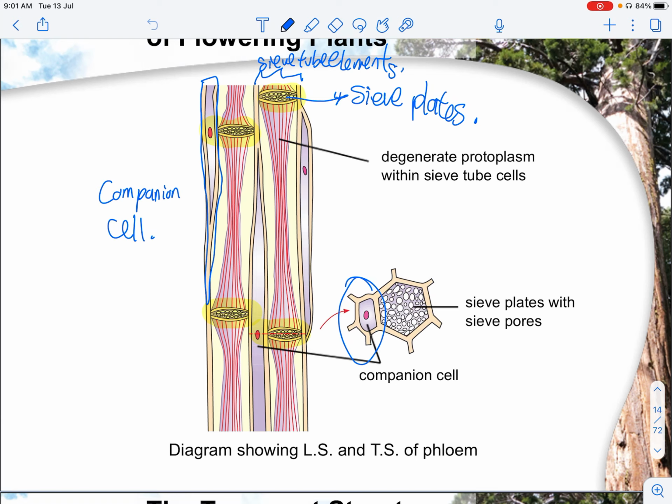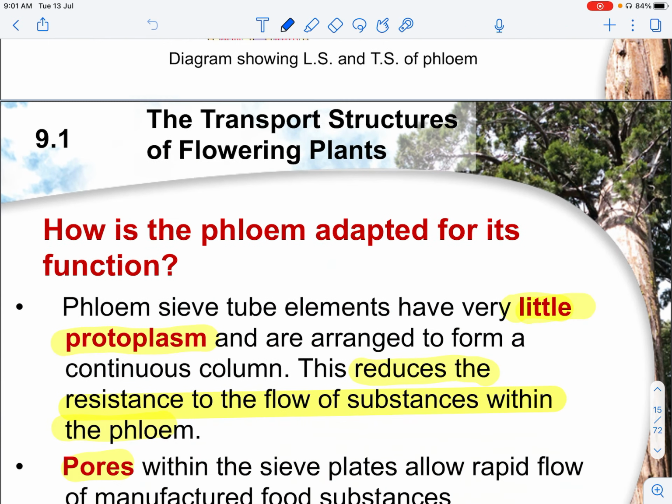Okay. Hello everybody. Today we will continue to go through where we left off for transport in plants.